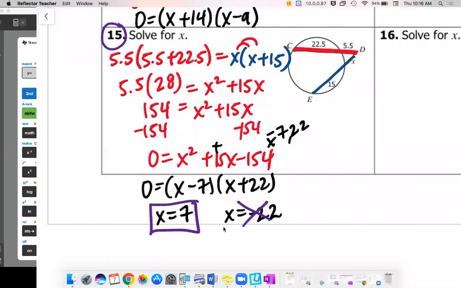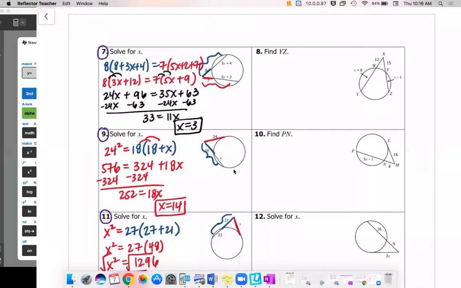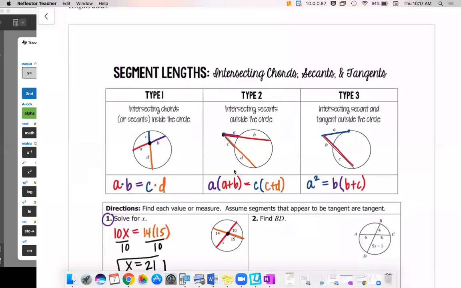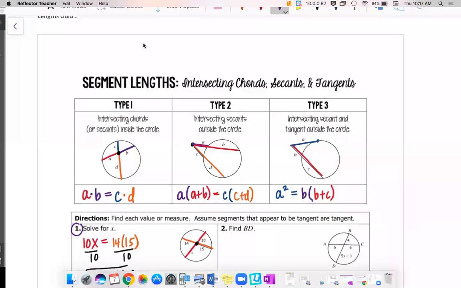All right, I hope that makes a little bit of sense. It's relatively easy. You guys are just going to find the different segment lengths using these formulas up here. Make sure that you're paying attention to what problems I want you to do in this homework because it's not all of them.